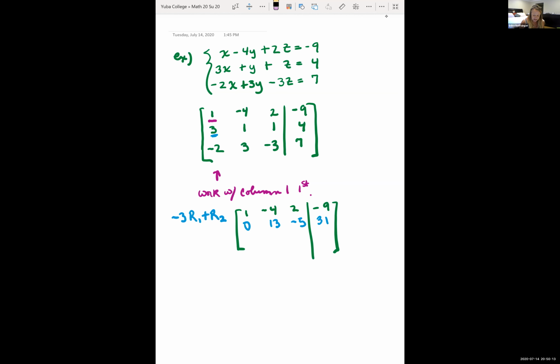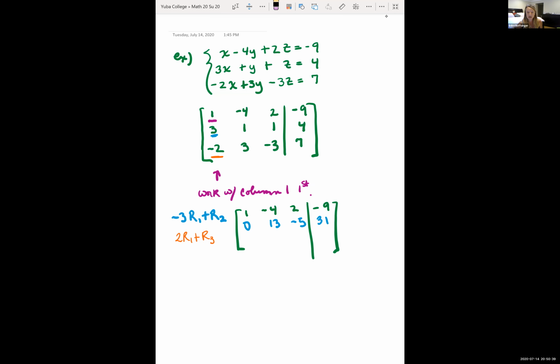And so now let's get rid of the number below that 3, that -2. We want to make this a 0. We want to use this 1 in this row and multiply it by something so that when we sum it to this third row, this -2 goes to 0. So if I look at 2 times row 1 plus row 3.